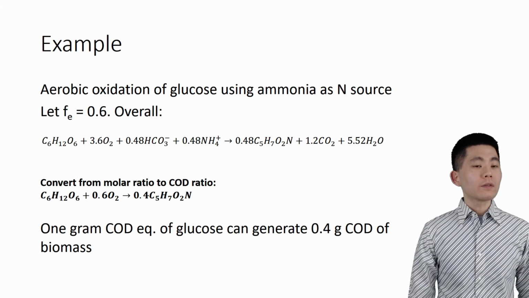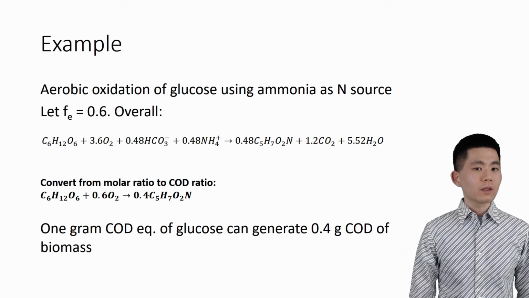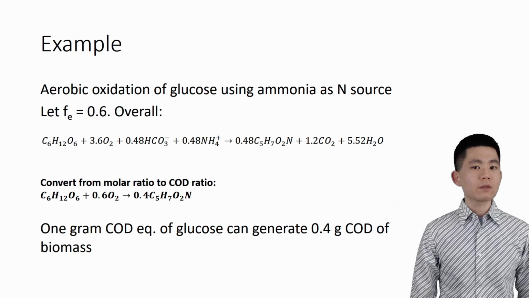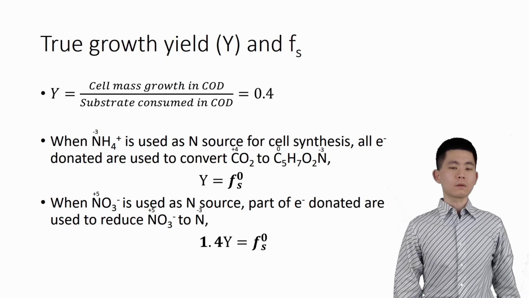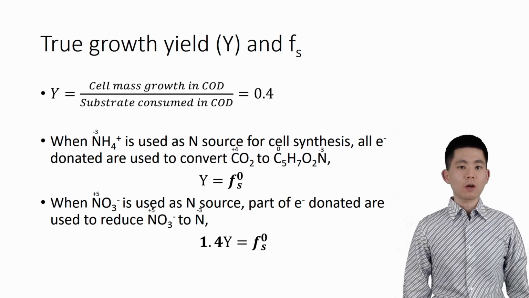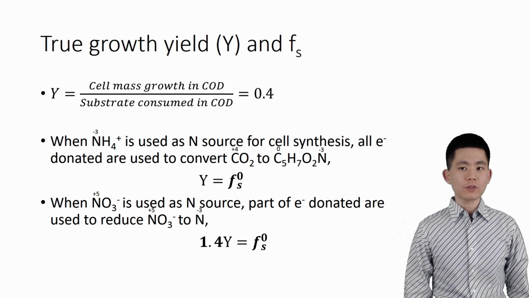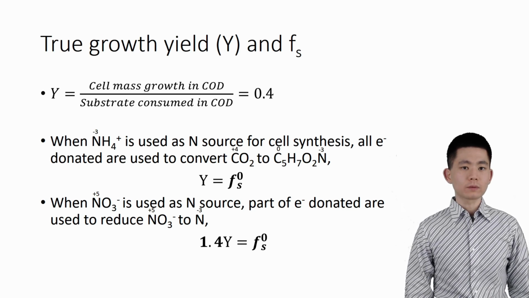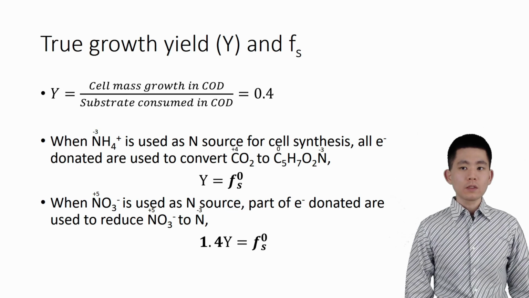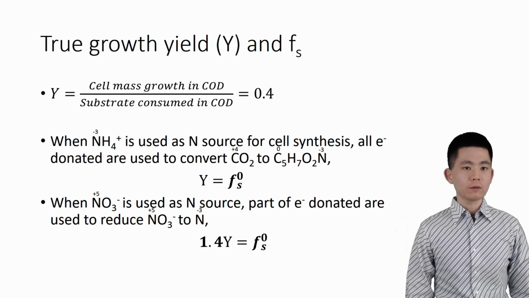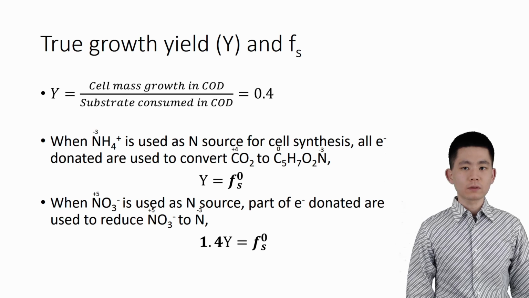1 gram of COD equivalent of glucose can generate 0.4 grams of COD equivalent of biomass. The true yield is the cell growth in COD per unit of substrate consumed, also in COD. And it is 0.4 for the previous example. When ammonia is used as the nitrogen source, the true yield equals Fs0, as there is no change in the oxidation state of nitrogen.